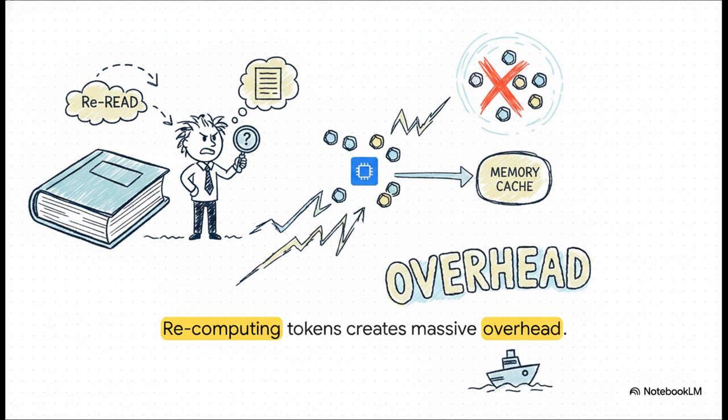Imagine a researcher tasked with writing a report based on a massive 500-page legal document. Now imagine forcing that researcher to reread that entire 500-page document every single time they want to write just one new sentence, right? The cognitive overhead would be impossible. Well, without prompt caching and a real memory layer, that is exactly what we're asking our AI agents to do. Recomputing these tokens creates massive overhead.